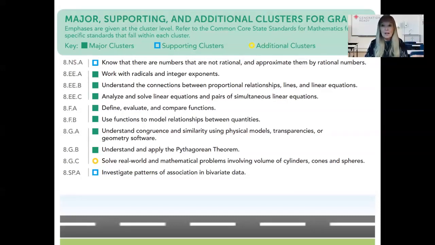So a lot of EE stuff. And guess what, 8th grade teachers? You're the first one to say functions. All right. The math starts getting very powerful and really fun. All right, so expressions and equations. We work with radicals and integer exponents.